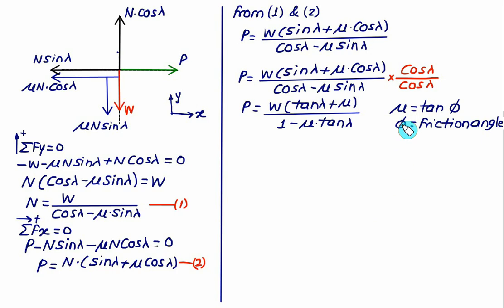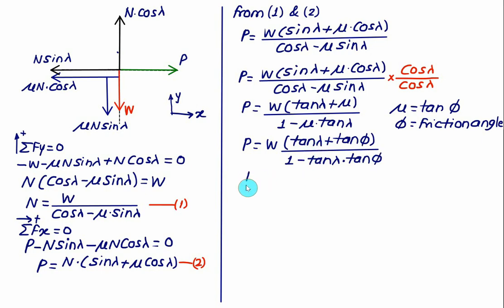At this stage we introduce mu, which is equal to tan phi, where phi is a friction angle. So we can replace this value of mu by tan phi. So we'll get p equal to w into tan of lambda plus tan of phi divided by 1 minus tan of lambda into tan of phi. This one is nothing but the expansion of tan lambda plus phi. So we have p is equal to w into tan of lambda plus phi.